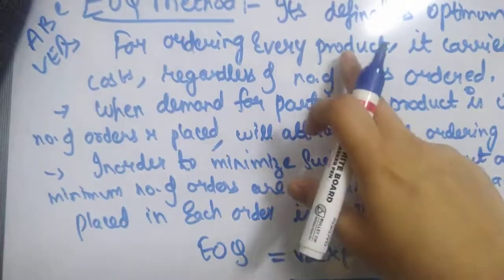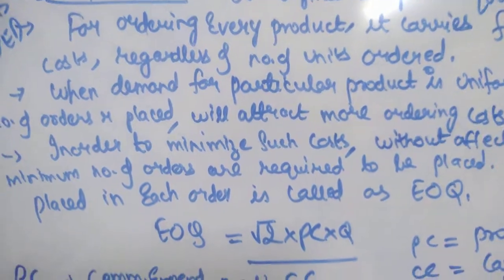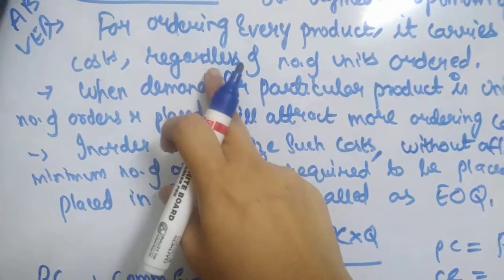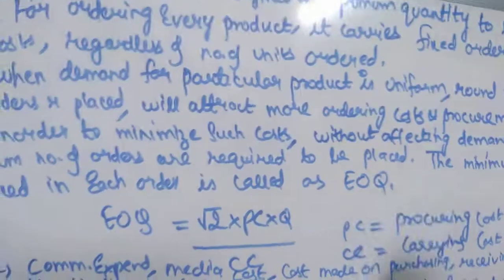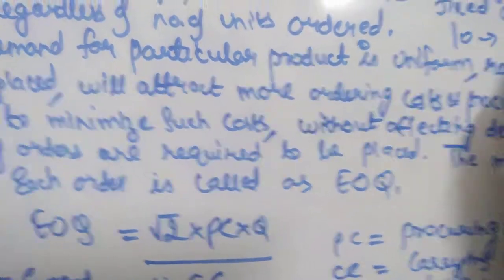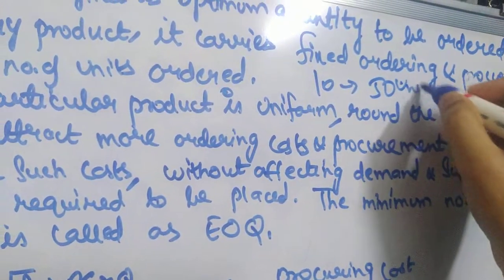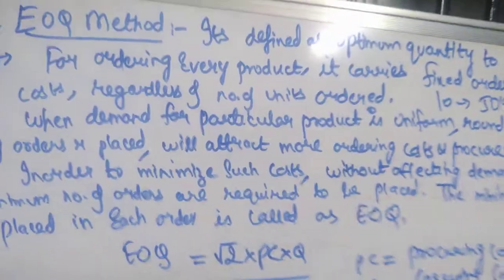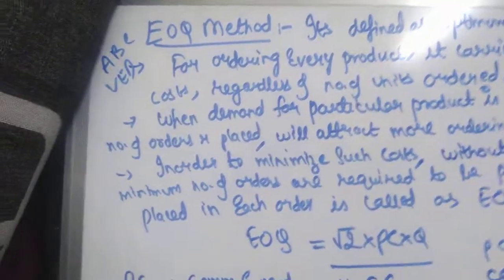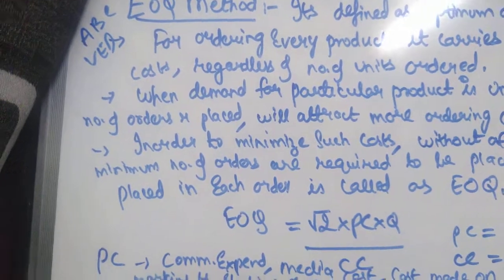So when ordering every product, it carries a fixed ordering and procurement cost regardless of the number of units ordered. For example, if you order 10 units, then also you will have ordering and procurement cost. If you order 50 units, then also you will have ordering and procurement cost. So this method will tell you how to minimize such ordering and procurement cost.